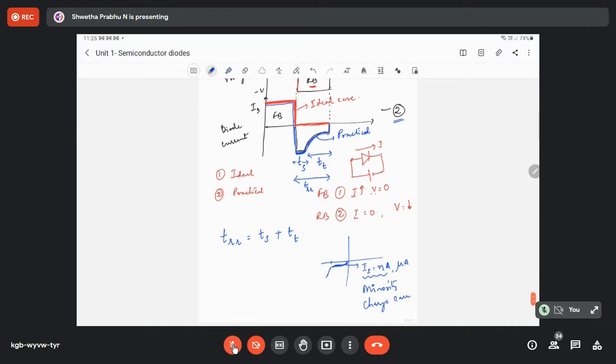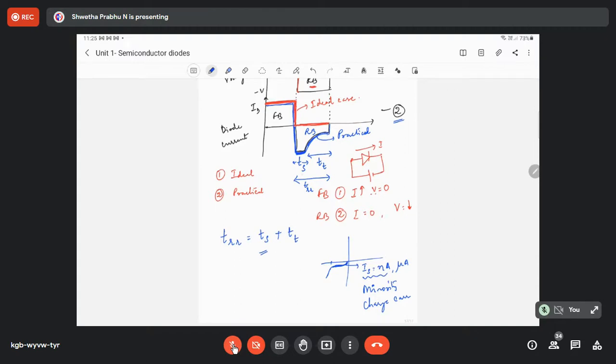So for a practical diode, due to a large number of minority charge carriers under the reverse bias case on each side, this condition comes into the picture. The diode current simply reverses when it goes from the forward bias state to the reverse bias state, and it stays at this value for a certain period of time, called the storage time. I have represented it as T with suffix S in the graph.